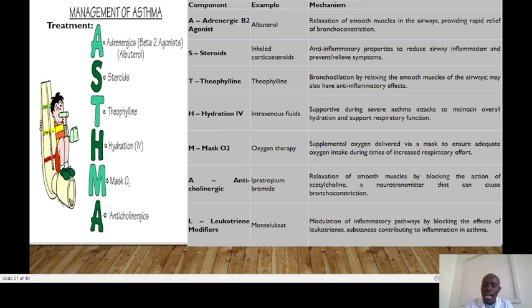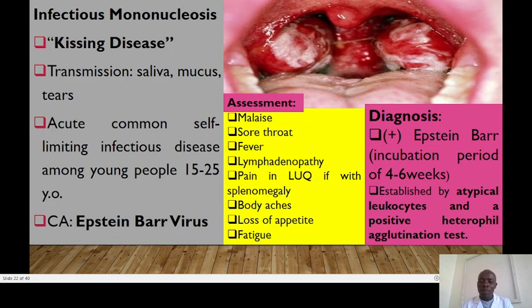And then lastly, we have the leukotriene modifiers. An example is Montelukast. It modulates the inflammatory pathways by blocking the effects of leukotrienes, a substance contributing to inflammation. Guys, a link will be popping up on the different inflammatory mediators, of which leukotriene is one of them, and the drug that we use to block this is Montelukast.